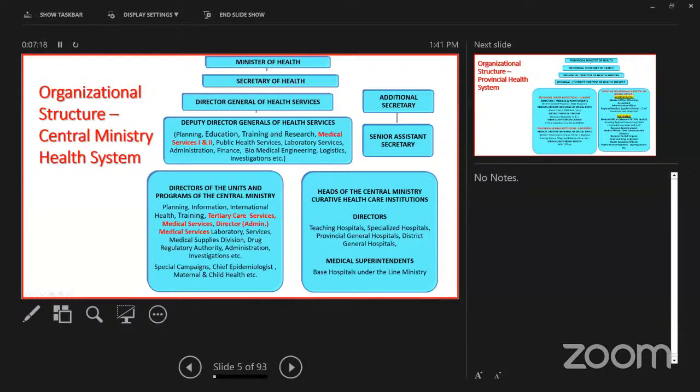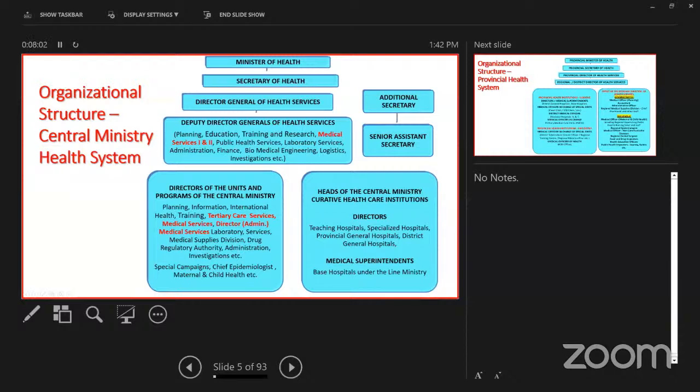Then there are additional secretaries, the additional secretary of medical services and the additional secretary of public health services. These elements, the minister, secretary, additional secretaries, and senior assistant secretaries, compose the Ministry of Health. Down from here, this part is called the Department of Health. The head of the department is the Director General of Health Services. So one component of the Ministry of Health is the Department of Health Services, and the head of the department is the Director General of Health Services.